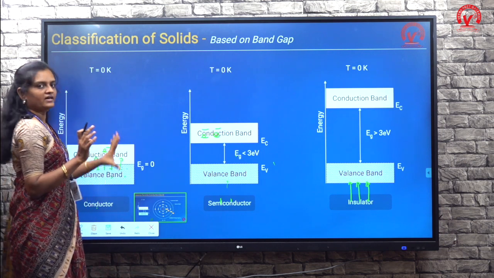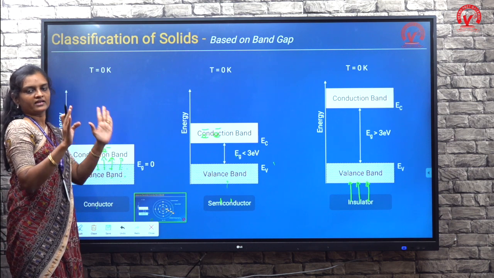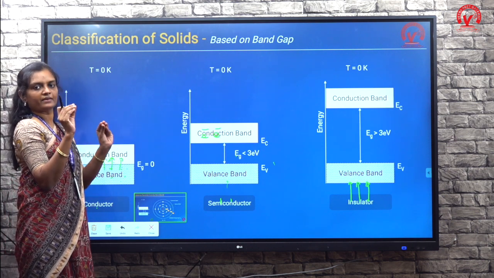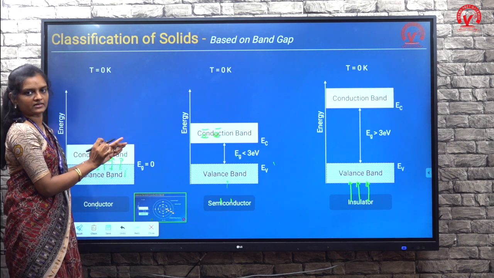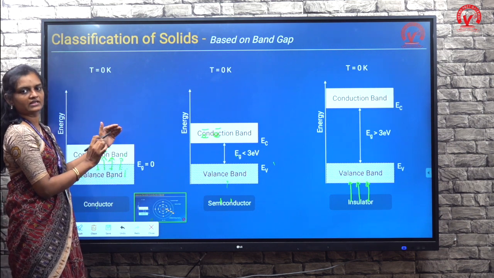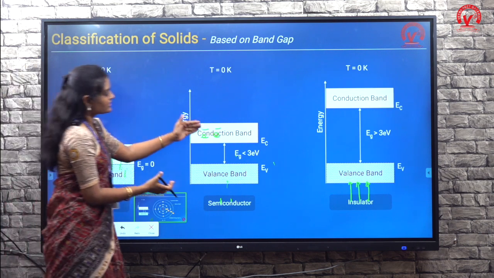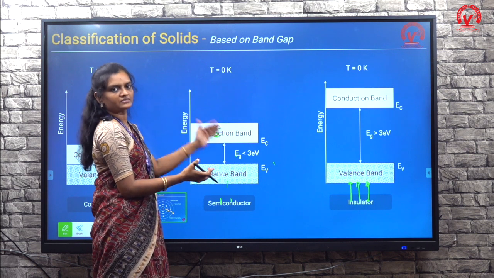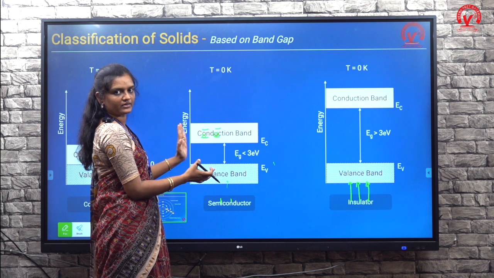In the conductor, the energy band gap is 0; we do not have any gap. So the electrons freely move to the conduction band at T equal to 0 Kelvin itself, and the material acts as a conducting material. The semiconducting material becomes a conducting material only when we increase the temperature.